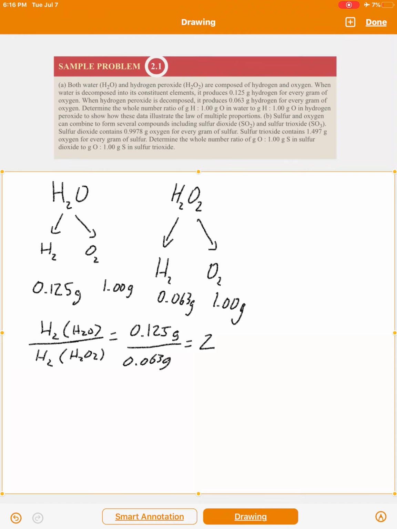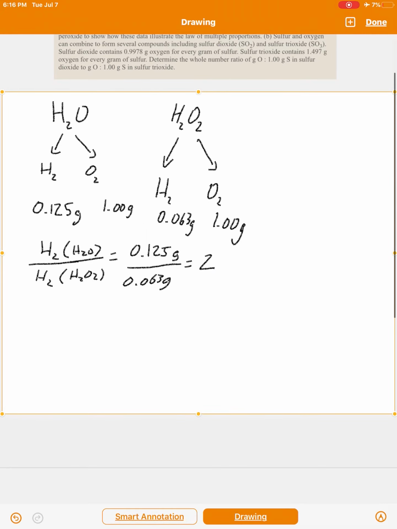Now, the reason for that is that in water, there's 2 hydrogens for every 1 oxygen, whereas in hydrogen peroxide, there's 2 hydrogens for every 2 oxygens. So in a sense, there's half as much hydrogen in peroxide, at least relative to the oxygen, as there is in the water. Water is more hydrogen rich, and hydrogen peroxide is hydrogen more deficient. It's less rich. Okay? That's the law of multiple proportions.